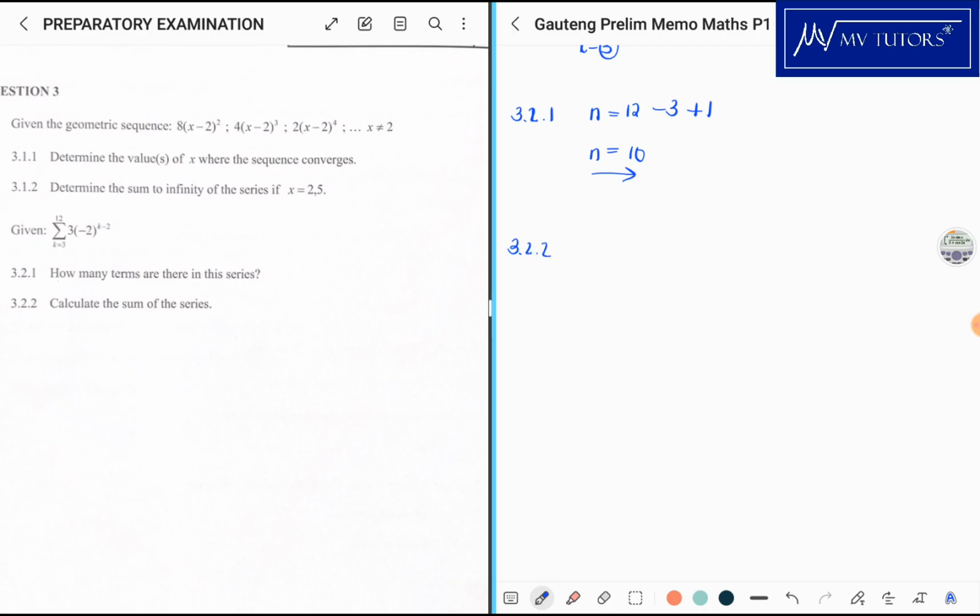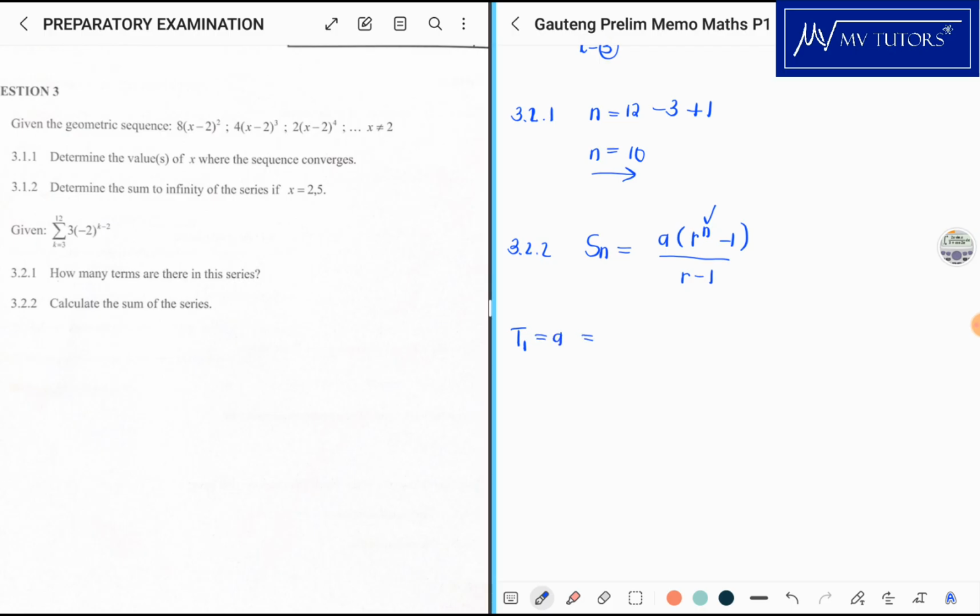And then 3.2.2, calculate the sum of the series. So we know that it's a geometric series, and the sum equation for a geometric series is a times r to the power n minus 1, all over r minus 1. So what do we know? So far we know what n is, but do we know r? We don't. Do we know a? We also don't know it. So let's go and get the first term, which is actually a.